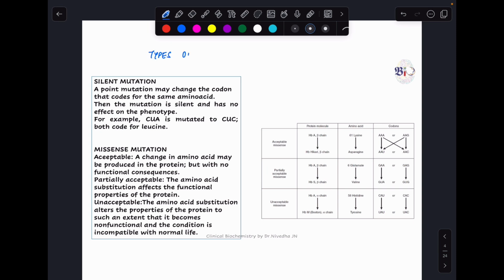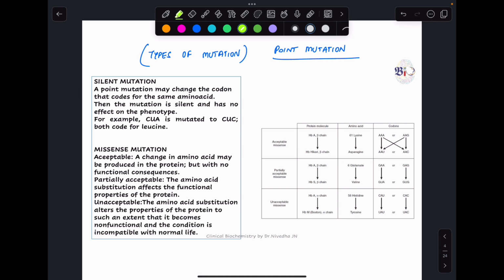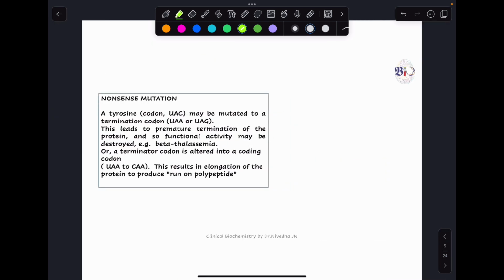What is this type of mutation here in the question? Sickle cell anemia is a type of point mutation. That's what you have to understand. So how will you classify this mutation? Point mutation, one thing is you classify it as silent mutation, missense mutation, and then nonsense mutation, right?